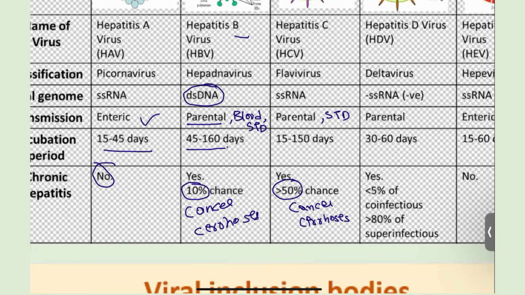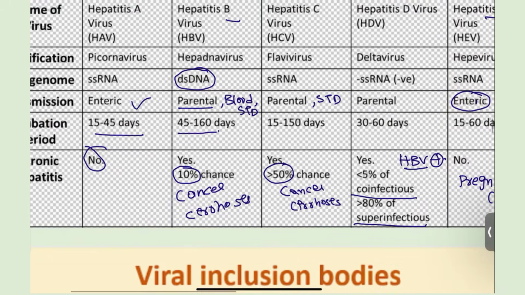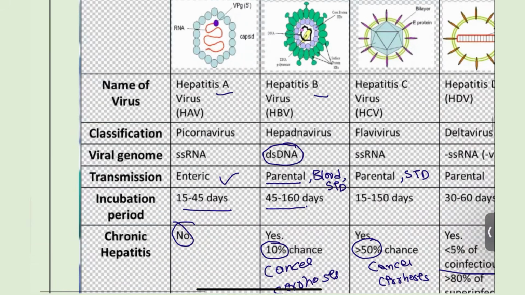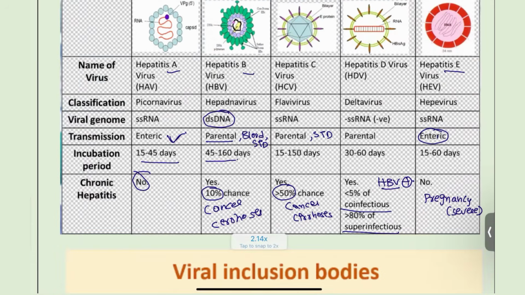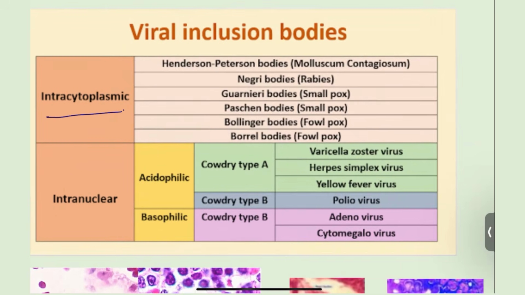Next, hepatitis D virus. It is also due to parenteral transmission, but it is associated with co-infection or superinfection, especially with hepatitis B virus. They are going to be superinfected. Next, hepatitis E, again it is an enteric fever, and if it is transmitted in a pregnant patient, then it is going to be the severe type. But overall, the most common will be hepatitis A, associated with enteric fever only. Okay, this is the table that you have to remember. Next, viral inclusion bodies, either intracytoplasmic or intranuclear.